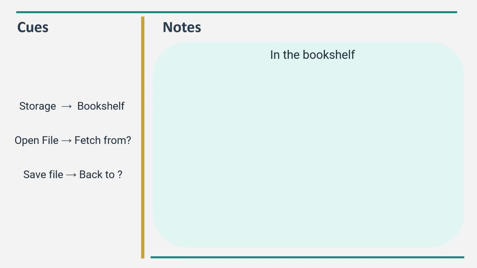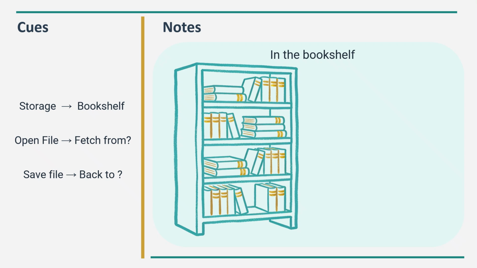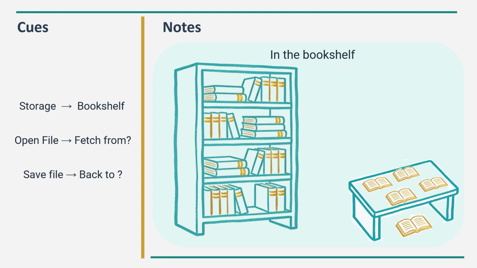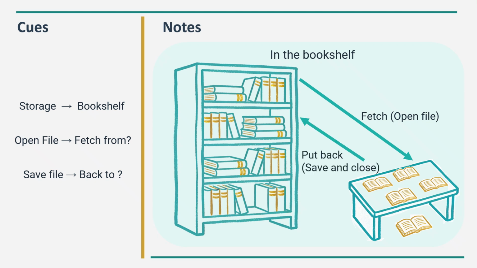The bookshelf is your storage, hard drives and SSDs. You can store many more books on the shelf than you can fit on your desk. When you need something, you stand up, fetch a book from the shelf, and put it on your desk. That's like opening a file or a program. The computer fetches it from the storage into RAM so the CPU can work with it. When you're finished, you close the book and put it back. That's saving and closing a file.